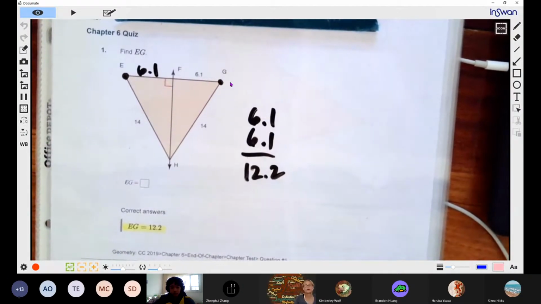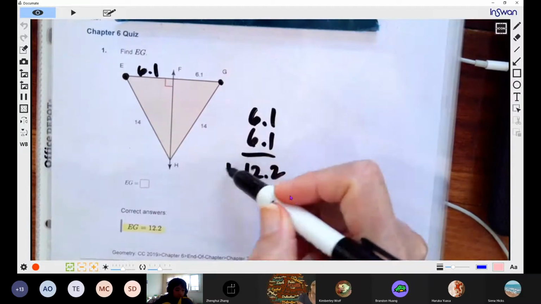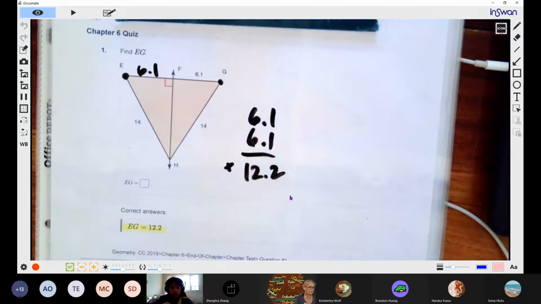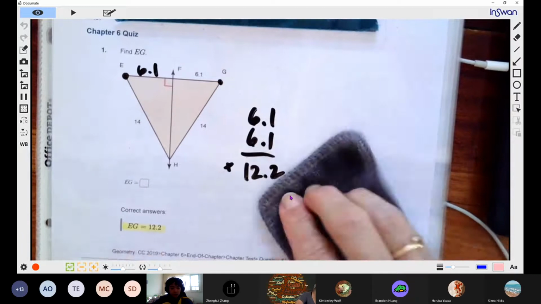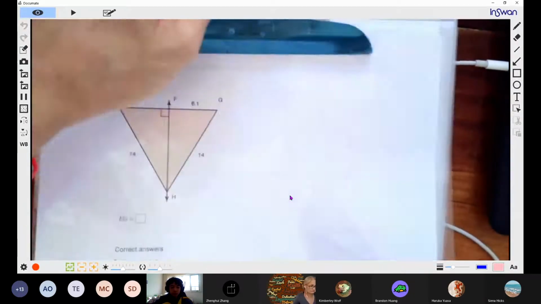So that's what I was talking about, this triangle, right? From E to G is what it says to find. So I'm going to bet that if you got this one wrong, you probably put 6.1, which is EF, but it was asking for both of these, so you would add those together. Okay, so that answer was 12.2. Thank you so much. And so we'll just go through each question like that.